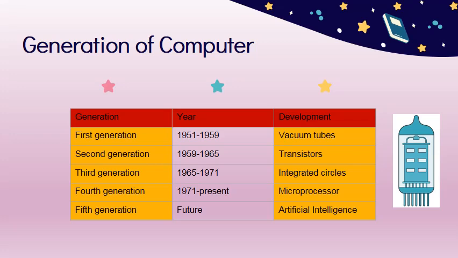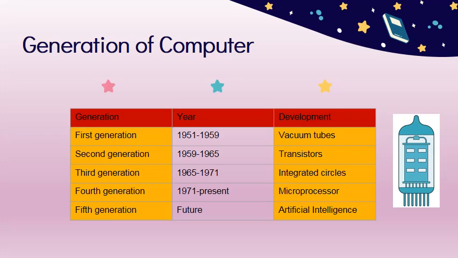So, here we discuss the generations of computer. Students, let me tell you the size of computers has decreased drastically and the speed, storage capacity, and reliability have increased many folds. The computers that were developed from 1951 to 1959 were called first generation computers. First generation computers used vacuum tubes.